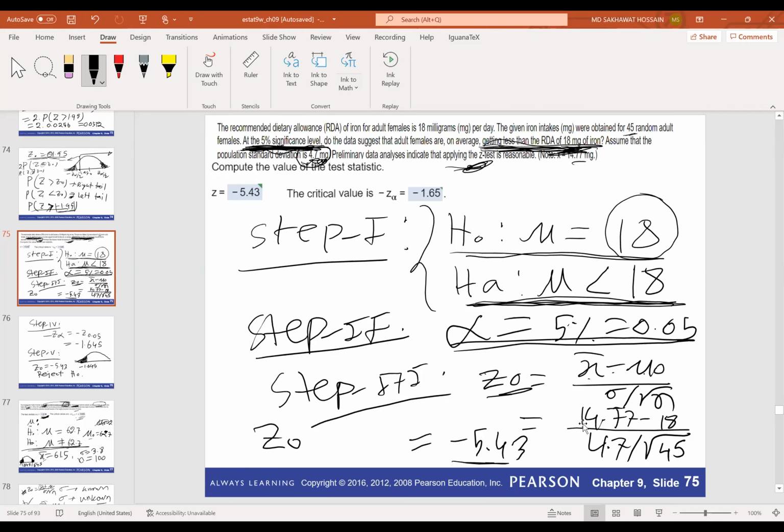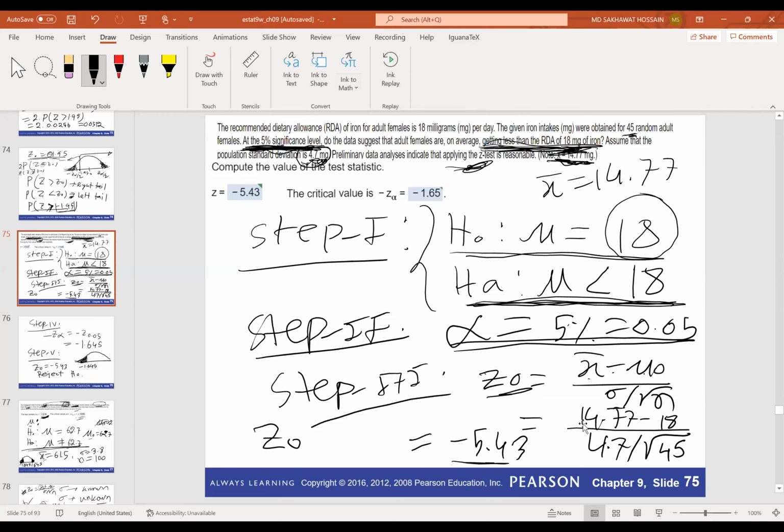So x bar minus mu 0. What is x bar? X bar is the sample mean. So what is the sample mean here? We have a random sample of 45, and we assume that the population standard deviation is 4.7. It is given here that x bar is 14.77.